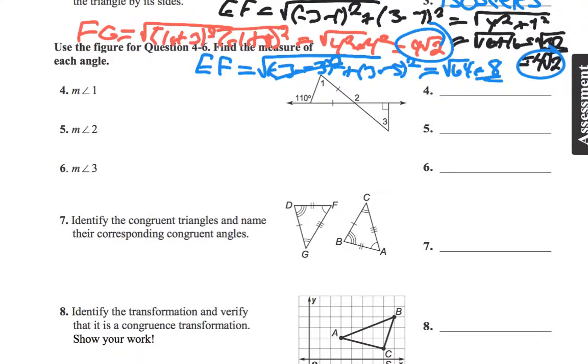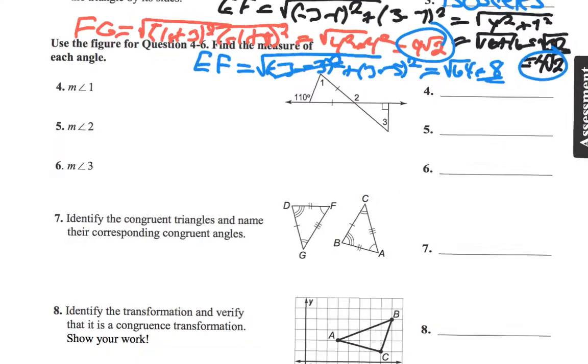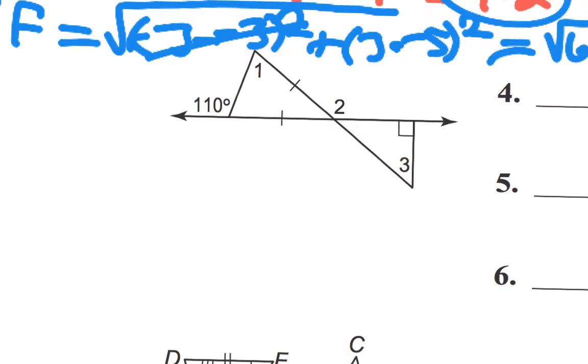Alright, number 4. Well, 4, 5, and 6, we want to find all of these angles. So finding the measure of each angle, I know that since this is a linear pair right here, 180 minus 110 leaves 70 here. So check out, these two sides are congruent, so these two angles are congruent. So angle 1 right here is going to be 70 as well.